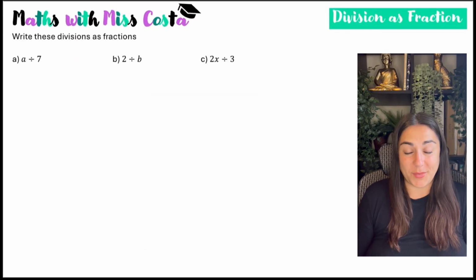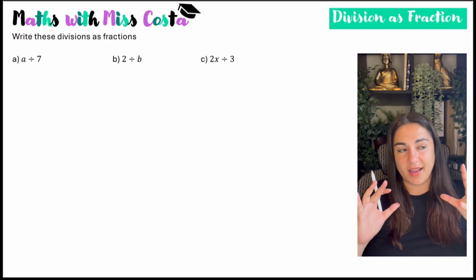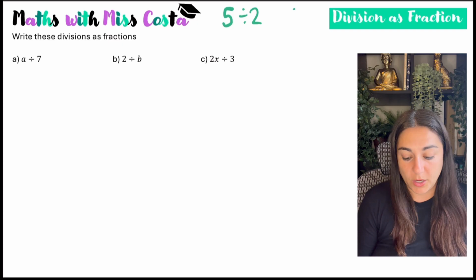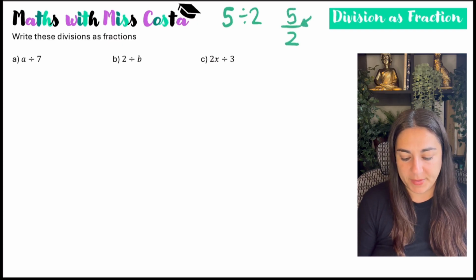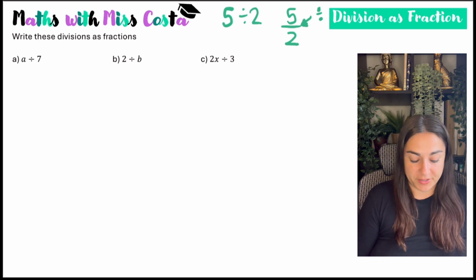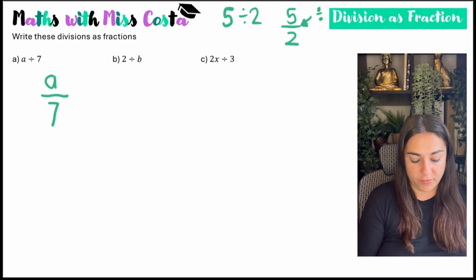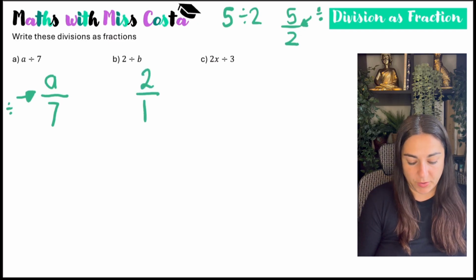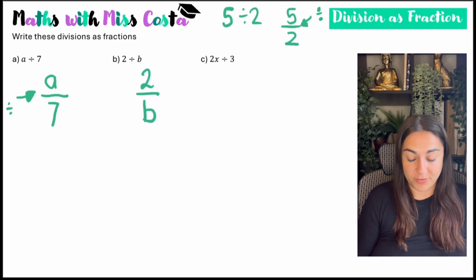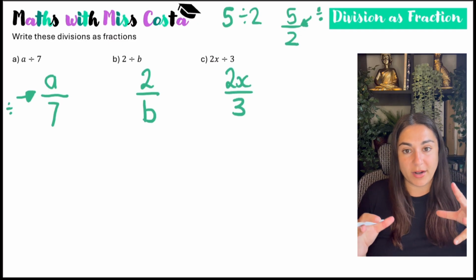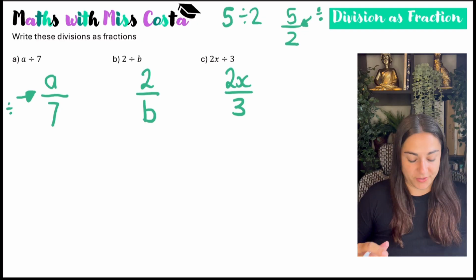Okay, so what we tend to do in algebra is we don't write division as we do with numerical values. So we don't tend to say 5 divided by 2. We'd write it as a fraction instead, because this is the divisor. It means divide. So to write these divisions as fractions, all I'm going to do is write a over 7, because this means divide. So it's just a different way of writing it. So 2 divided by b is going to be 2 over b. And 2x divided by 3 is going to be 2x over 3. So you just want to get into the habit of writing divisions in algebra as a fraction.